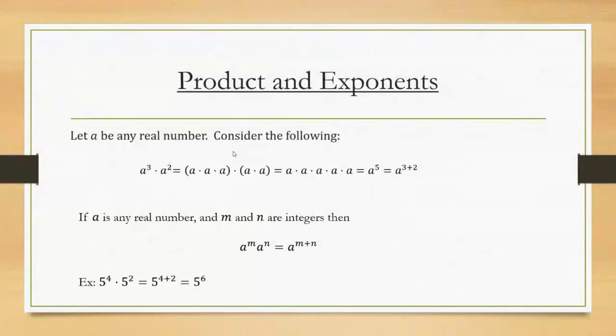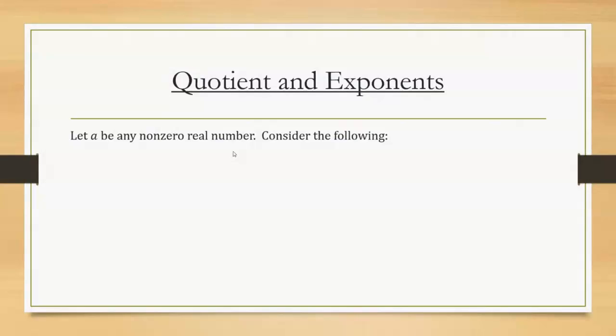As you can see, I just threw in a quick example, 5 to the 4th times 5 squared. Again, you could just multiply those, and you can actually get the actual product easily. But again, you don't have to. You could just add the exponents, and you can write it as 5 to the 6. Just an easy example. Okay. Now we have products. Now we have quotients.